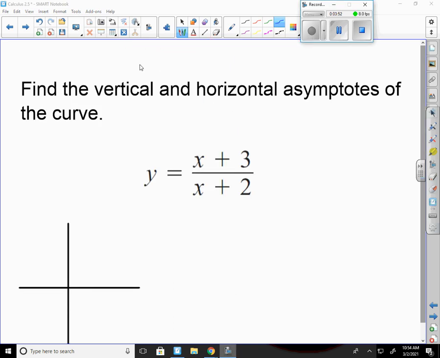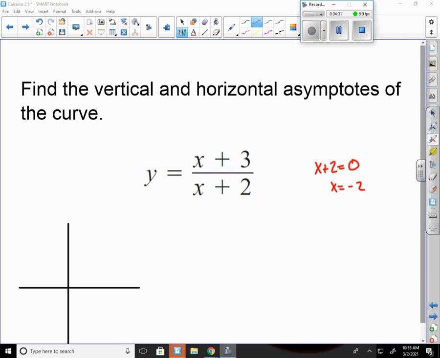So now if I have a question that's asking me to find the vertical and horizontal asymptotes of the curve, then what I need to do is figure out where those asymptotes would be. And so the first thing I'm going to look for is what would give me an undefined from the denominator. And that would be if I had a 0 in the denominator, right? So if I had a 0 in the denominator, I'm going to figure out what that would be. x plus 2 equals 0 would give me x equals negative 2.